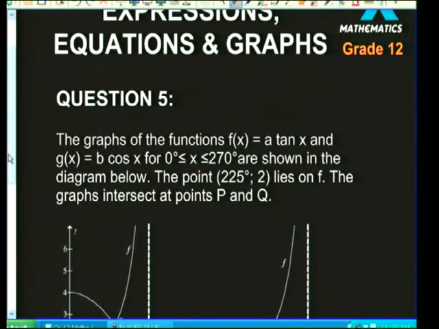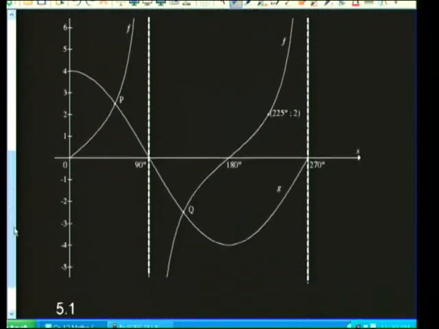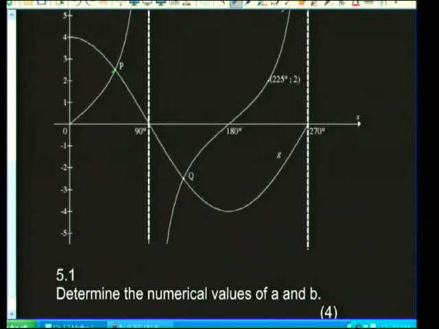Let's have a look. It says the graphs of the functions f of x equal to a tan x and g of x equal to b cos x, for x greater than 0 degrees but less than or equal to 270 degrees, are shown in the diagram below. The point 225 degrees and 2 lies on f, and the graphs intersect at points P and Q. Let's look at the graphs. So you can see your points of intersection there and there.